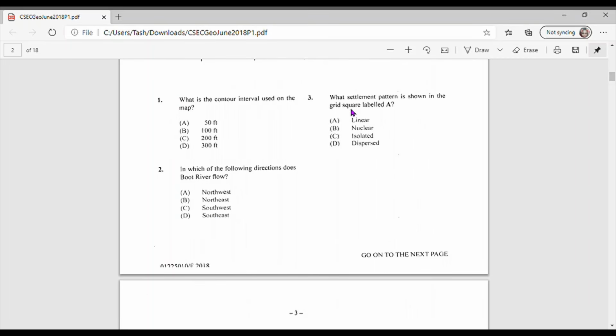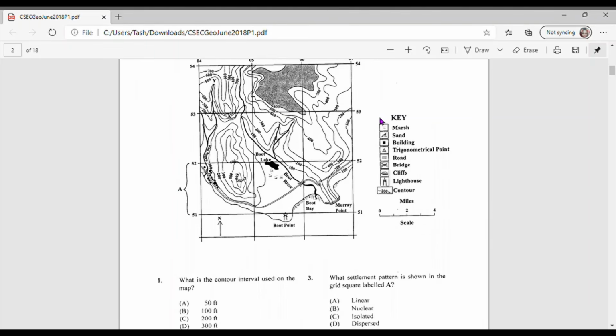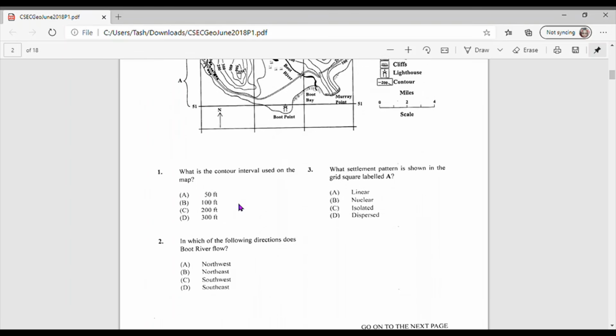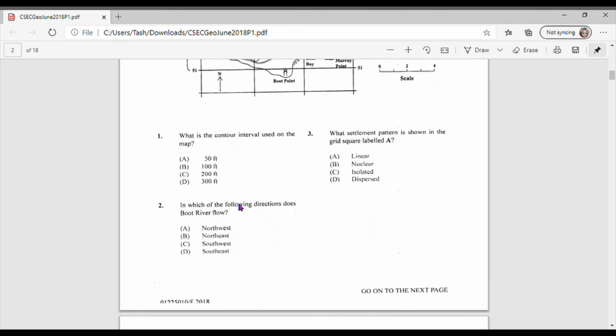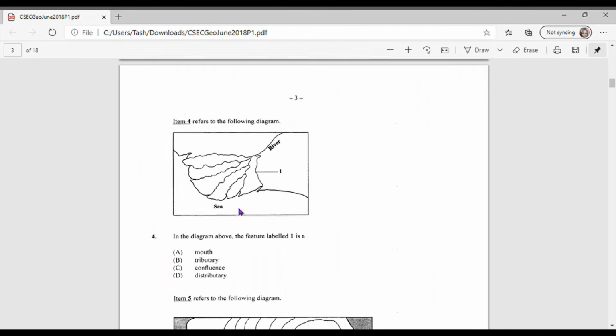For number 3, what settlement pattern is shown in the grid square labeled A? So let's go back to the map. Grid square labeled A, settlement pattern. So the buildings would be suggesting the places where persons are living. So we look at the buildings here, they are all set out along a roadway. So that is a linear pattern. So for number 3, the answer is A. Let's go to number 4.